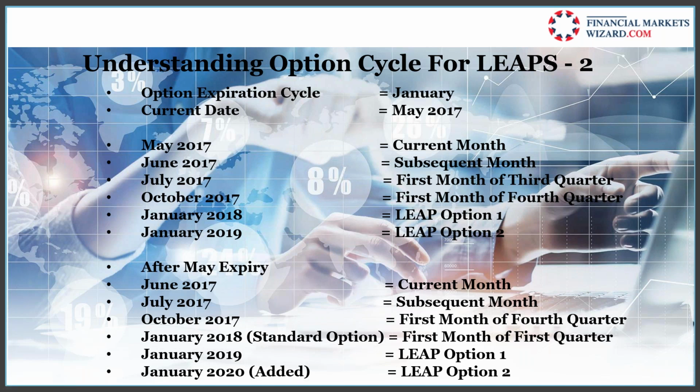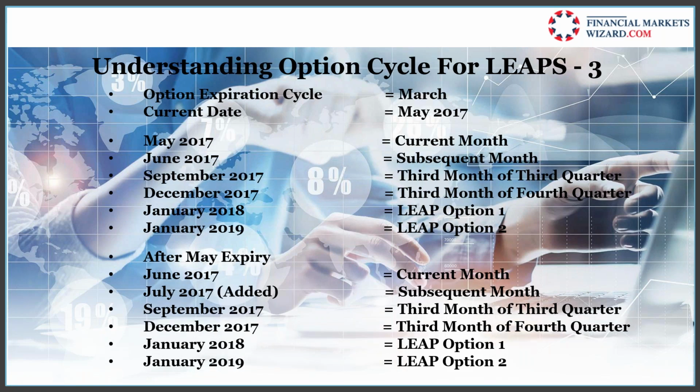So far so good. Next example. Let's say the option expiration cycle is March. So this is the answer for you, Albert. The option expiration cycle is March, and let's assume the current date is May of 2017. So we apply the formula.